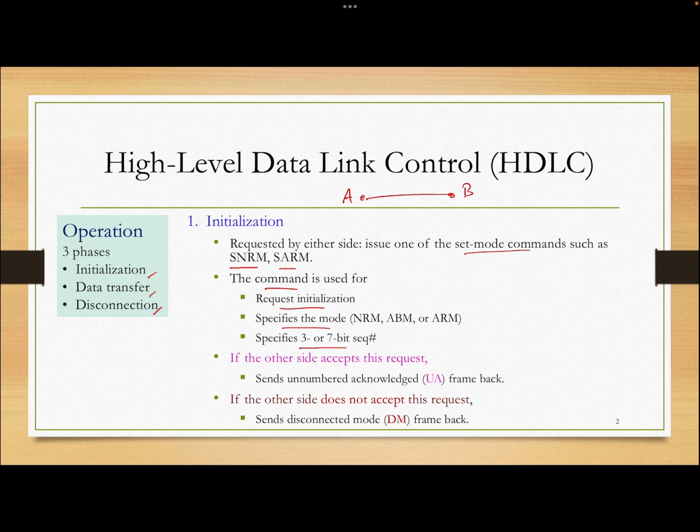If you dial someone, like you send the request, and the other side, the receiver, accepts this request, the receiver will send an unnumbered acknowledge, or UA, frame back. This accepts the connection. But if the other side does not accept the connection, it will send disconnect mode, which is also an unnumbered frame, the DM frame. So when you want to call someone, the receiver can either accept your call or not accept it. They can decide, so the receiver sends back either the UA or the DM.